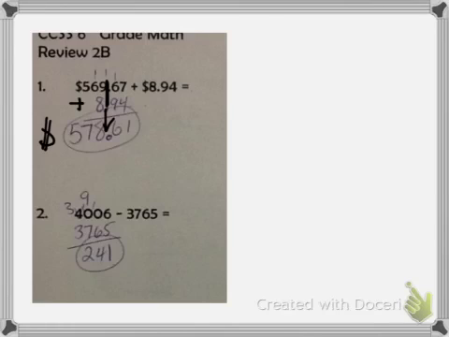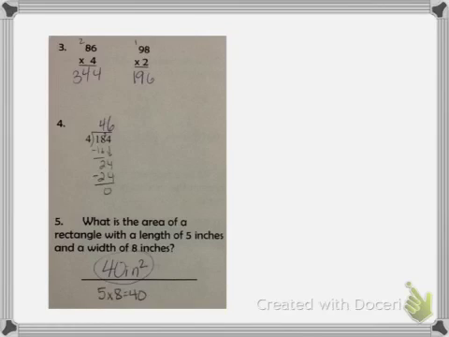Number 2, 4,006 minus 3,765. And we're going to have to borrow. 6 minus 5 is 1. I can't take 6 away from 0, so we have to borrow all the way over from that 4. The 4 becomes a 3, and we're going to make this 0 a 10. We have to borrow from that 10. It becomes a 9 to give 1 to this other 0, so we could subtract. So 16 minus 10 is 4, 9 minus 7 is 2, and 3 minus 3 is 0. So the difference is 241.